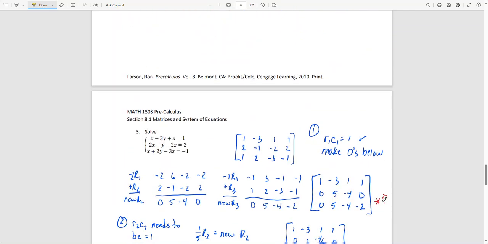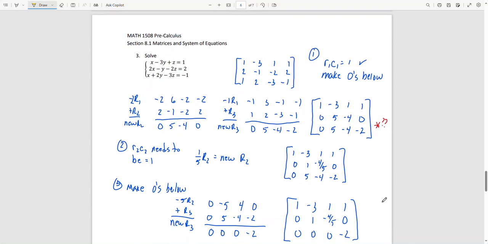All right, next problem. X minus 3y plus z equals 1. 2x minus y minus 2z equals 2. And the equation turns into row 1, 2, minus 3, negative 1. I have a 1 in my upper left-hand corner. I need to make zeros below it. This is the exact same process as 7.3, only we don't have to keep writing x, y, and z.